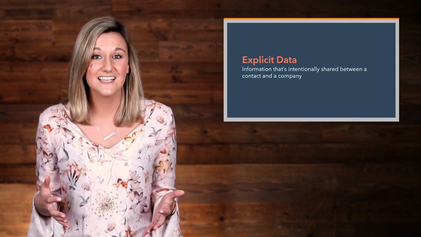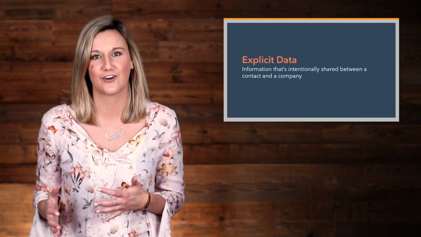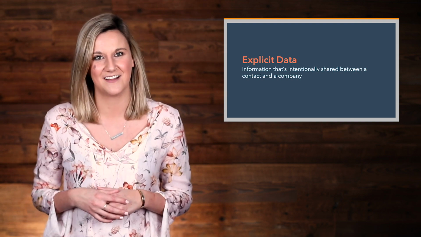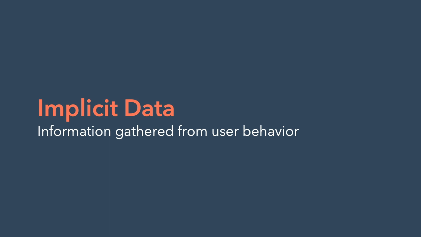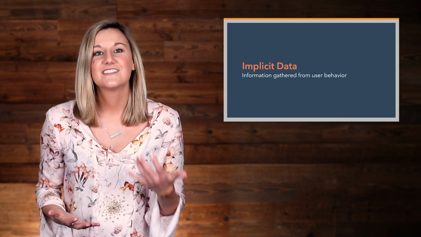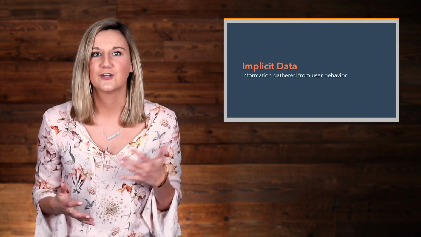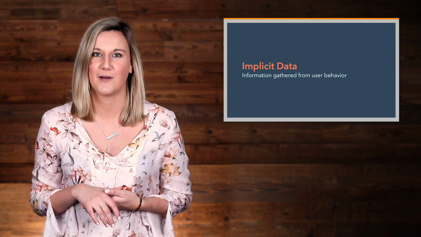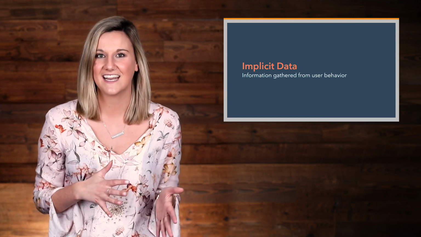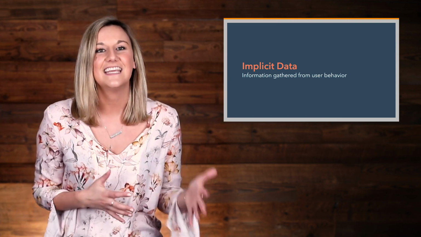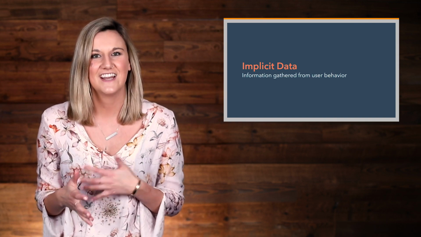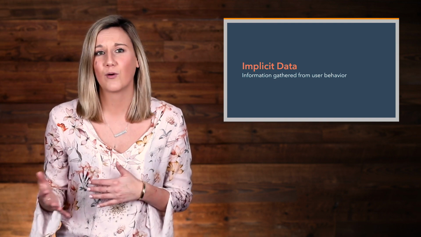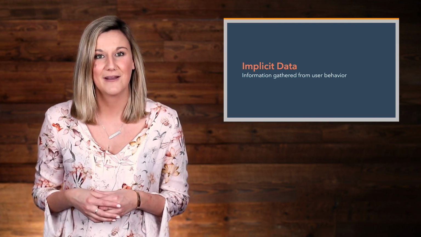What prospects tell us about themselves is only the surface of what you can discover. And this brings us to implicit data. Implicit data is information gathered from user behavior. Some examples of explicit data include contact information, company information, form submissions, and survey responses, whereas implicit data includes social media engagement, email engagement, web analytic history, and conversion data. Both pieces of information are equally important for creating contextual conversations in your email sends.